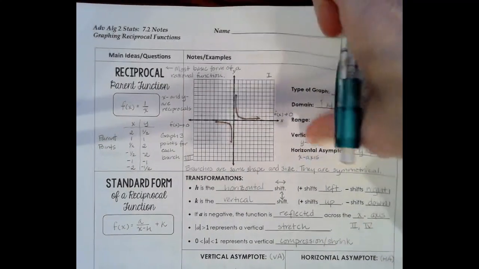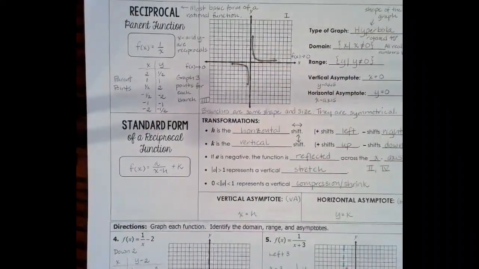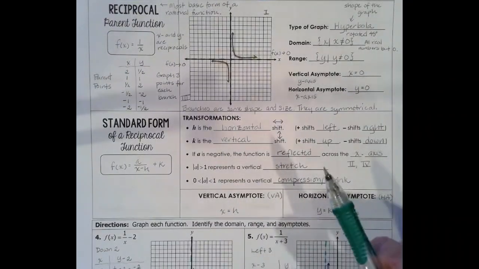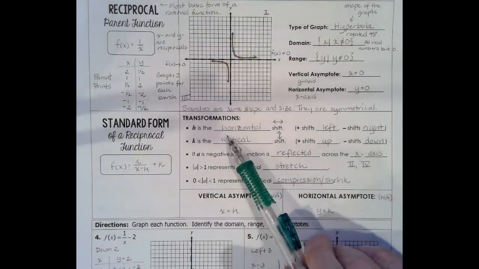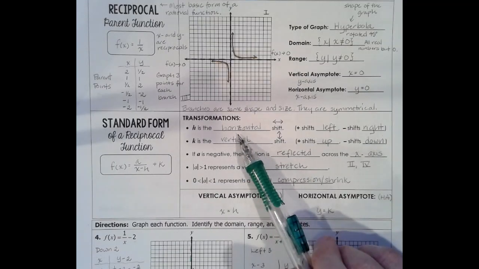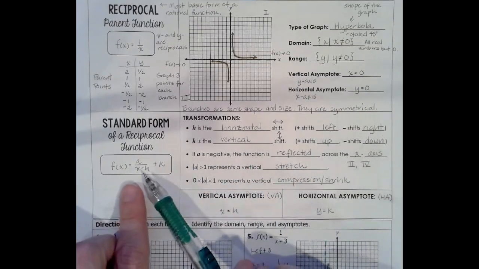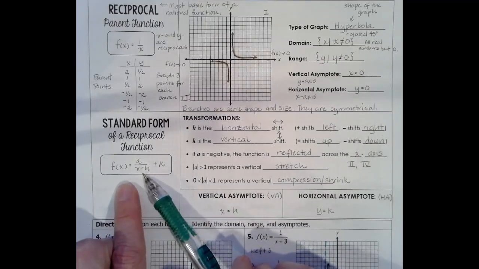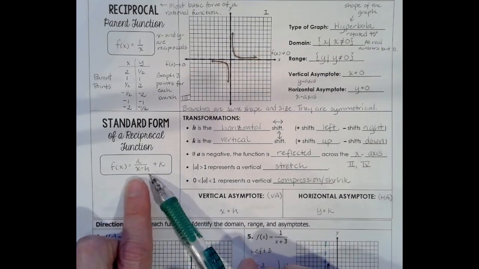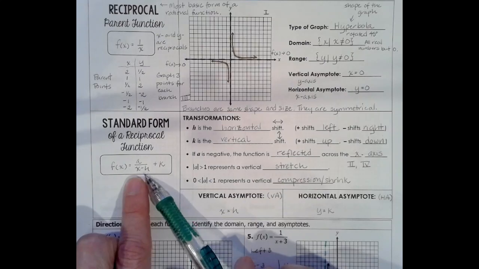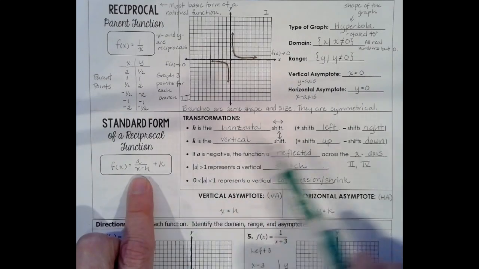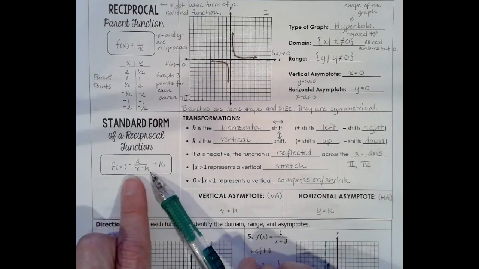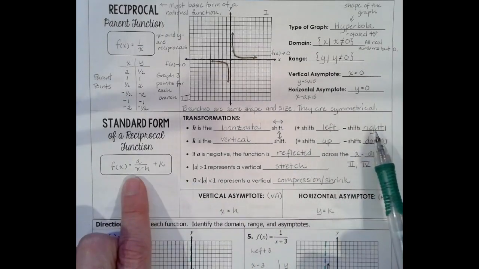Now, let's move on and talk about the standard form of a reciprocal function, because most of the time we're transforming our graph. We're usually not working with the parent graph. So h is your horizontal shift, moving the graph from left to right. So here's our equation, f of x equals a over x minus h plus k. If it's x minus a number, then that's going to shift the graph to the left. If it's x plus a value, say x plus 3, it will shift the graph to the right.